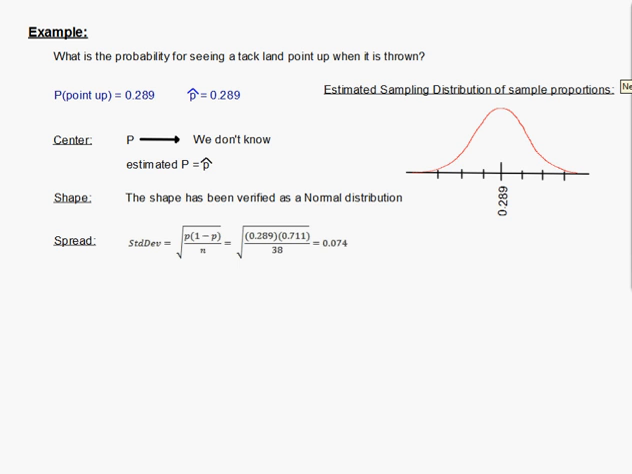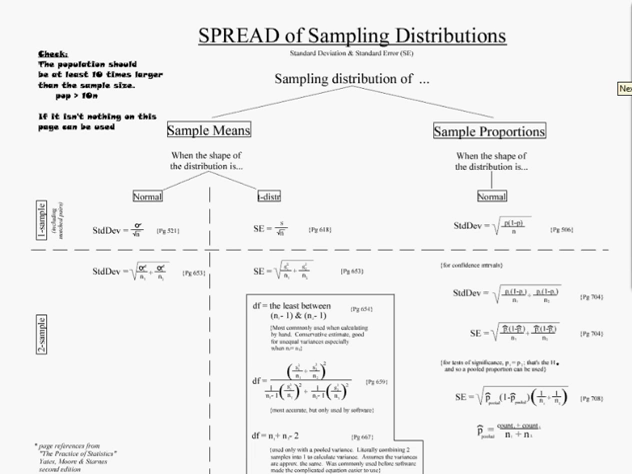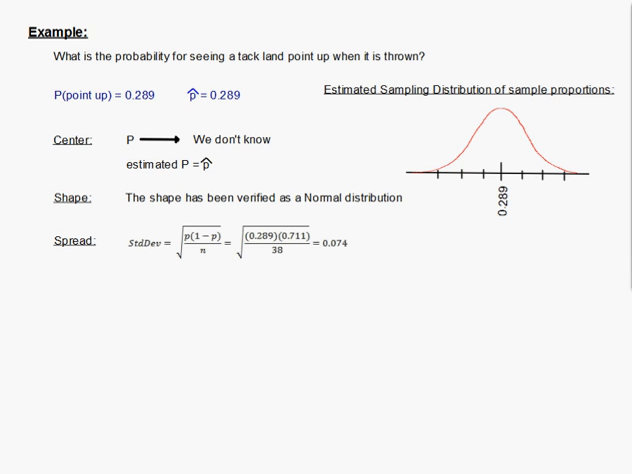Spread comes from this equation for standard deviation, which again, coming from a summary page, I can show you quickly. Sample proportions, yes, it's normal. There's our equation, right, that we used. So we go that way. So if that's our standard deviation, we can now figure out the rest of the distribution. Going out 3 standard deviations, those are our numbers.